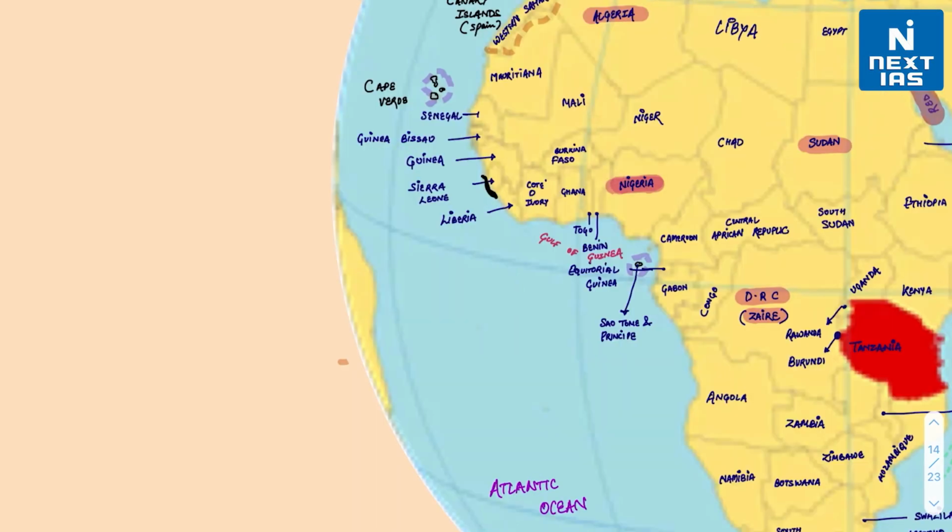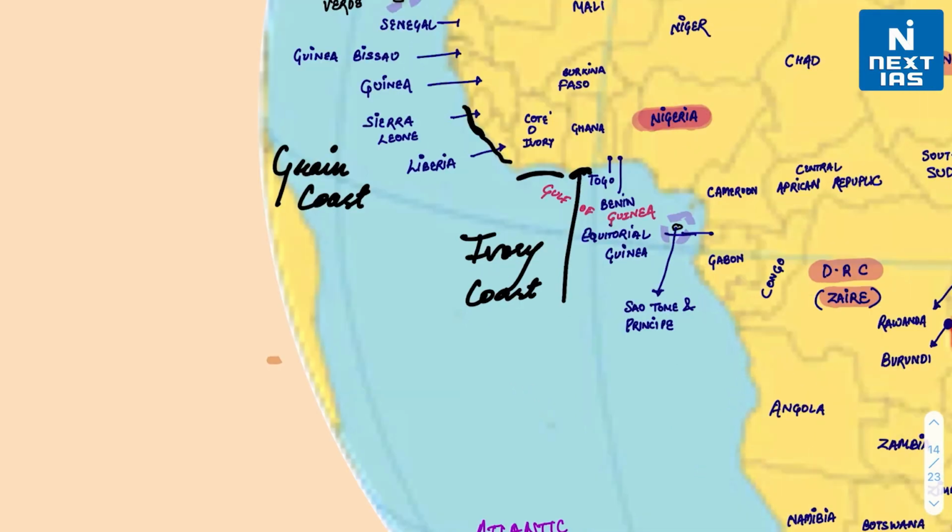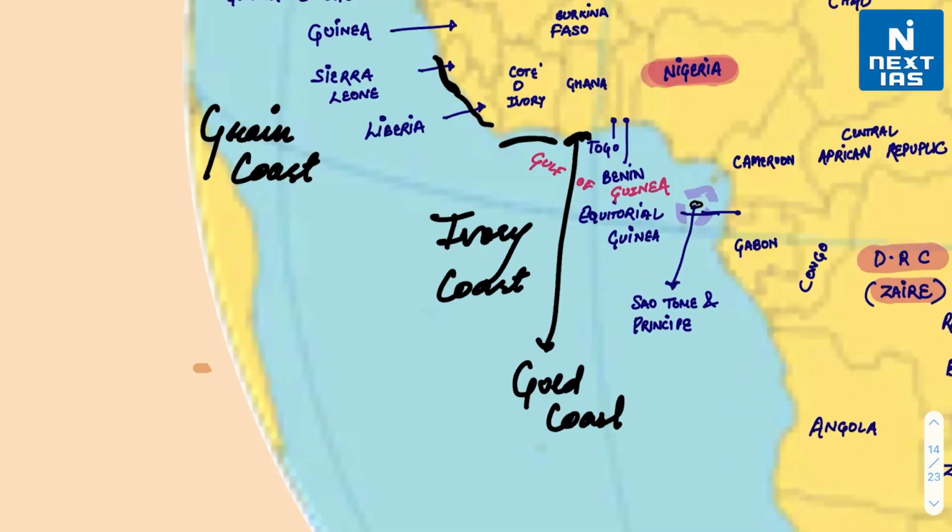Further on, the coastline of the countries Sierra Leone and Liberia is known as the Grain Coast. The coast of Cote d'Ivoire was known as the Ivory Coast. The coast of Ghana was known as the Gold Coast. And Togo, Benin, and Nigeria were known as the Slave Coast. These were named after grain, ivory, gold, and slaves, respectively, which were sent to the colonial nations from these countries.